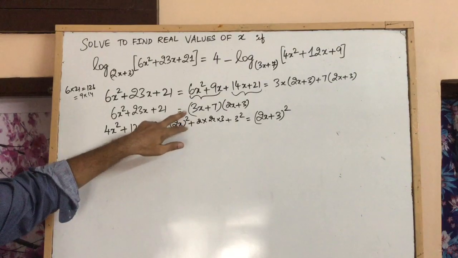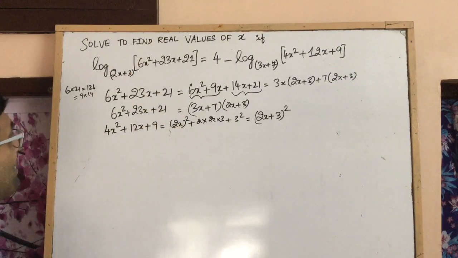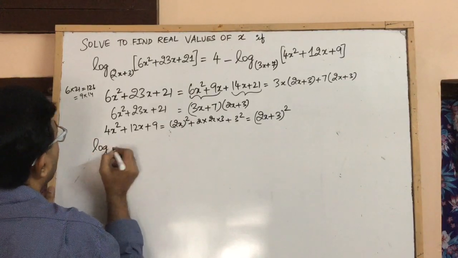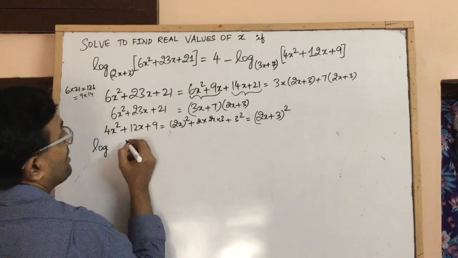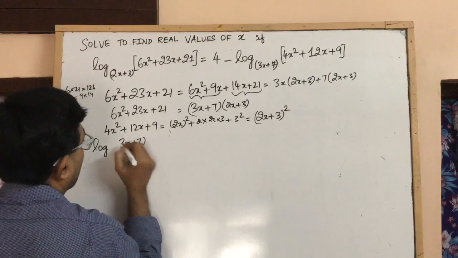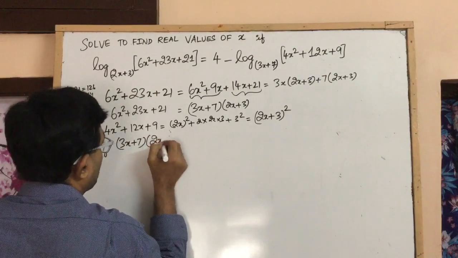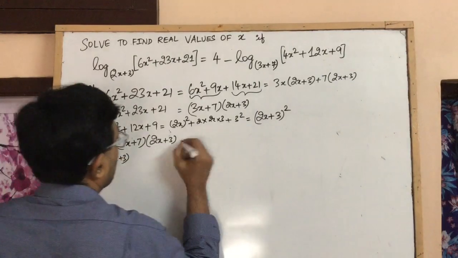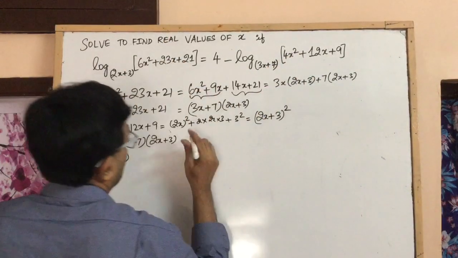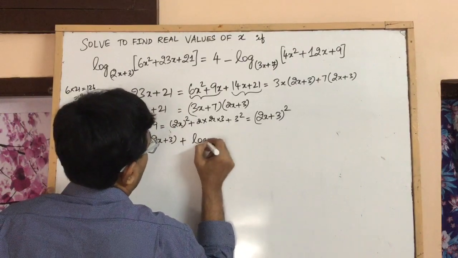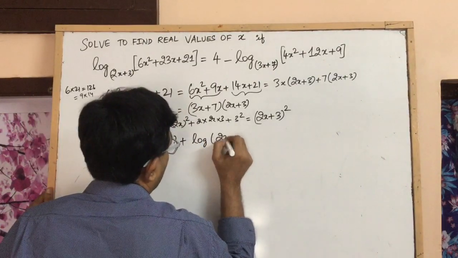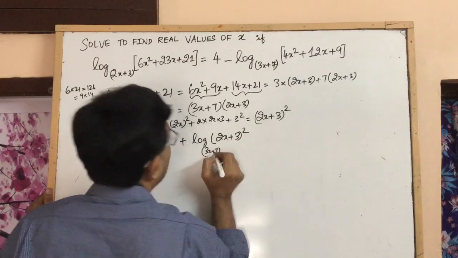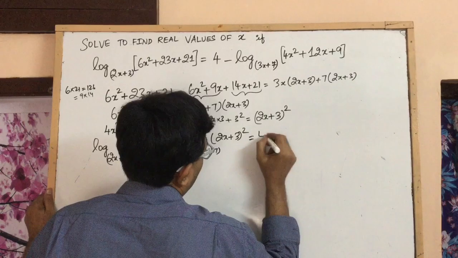Now let's plug these two back into the given equation. So we could rewrite the given equation this way, that is logarithm of 3x plus 7 times 2x plus 3 to the base 2x plus 3, and we bring this term to this side, plus logarithm of 2x plus 3 the whole squared to the base 3x plus 7 is equal to 4.